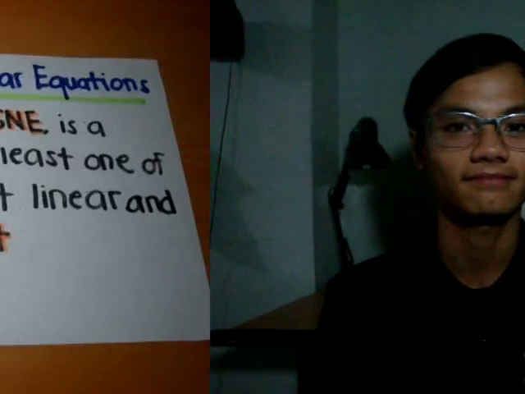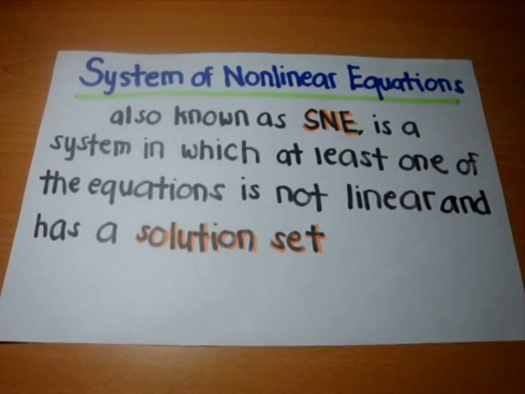Solving systems of nonlinear equations. We're going to jump right into the topic. A system of nonlinear equations, also known as SNE, is a system in which at least one of the equations is not linear and has a solution set. An acronym for solution set is SS. A solution set of the system is the set of points P(x, y) that will make all the equations in the system true. So the solution set is the point where the equations meet.